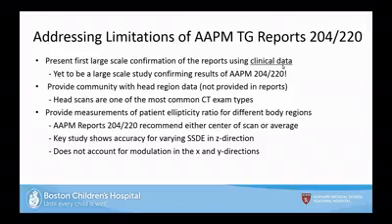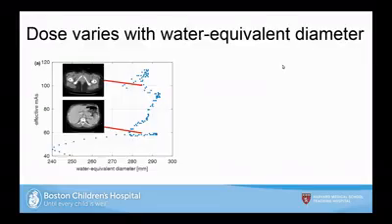So the AAPM reports 204 and 220 recommended that either the center of the scan be used or take an average of the patient-size surrogate over the entire patient scan. And key studies have shown that there's accuracy for varying SSDE in the Z direction, but they don't account for modulation in the X and Y direction. So what does this mean?